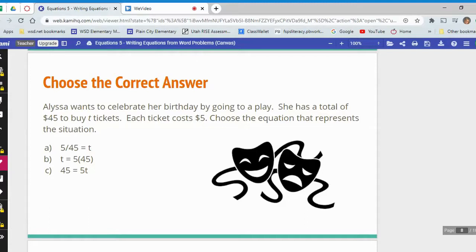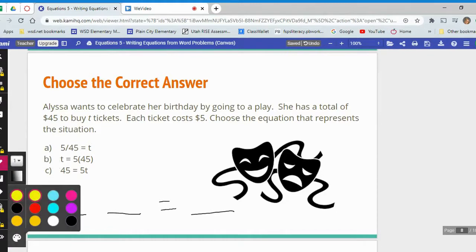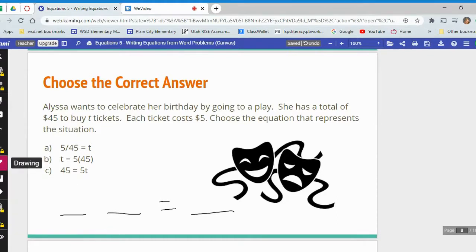So, let's get it set up, and then we'll find which one matches what we have. Do we know the end result? Do we know what we're going to put right here? We want the end result or the total. And I do. I know what she wants to spend. It says she wants to spend $45. So I'm going to put a 45 right here.